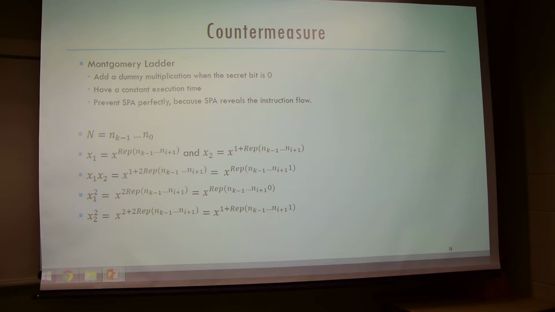So what's the countermeasure for this? You can do the Montgomery ladder. It adds a dummy multiplication when the secret bit is 0. So it has a constant execution time, and it can prevent simple power analysis effectively and perfectly. Because simple power analysis usually only reveals instruction flows, it can be used to attack things like RSA, which has this secret-dependent instruction flow, or it can be used for reverse engineering some algorithm.